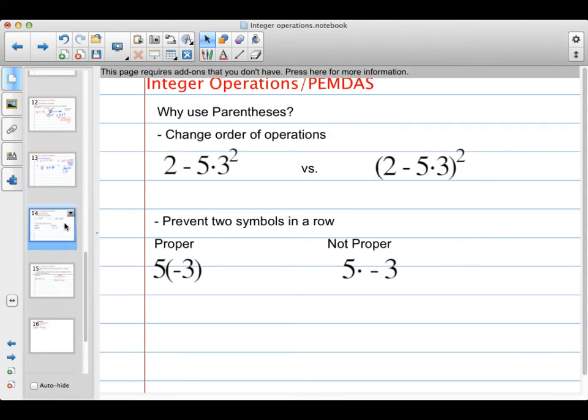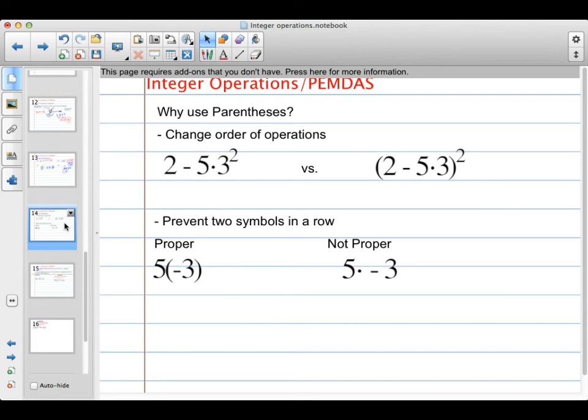Now, the concept of parentheses. Why use parentheses? One reason we use parentheses is to change the order of operations. I want you to take a look at the exact same numbers or quantities here, comparing the left-hand side with no parentheses to the right-hand side.